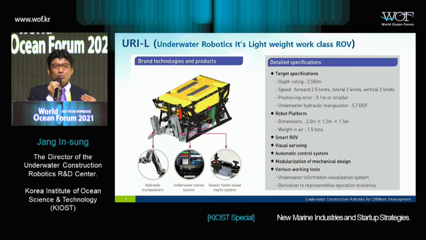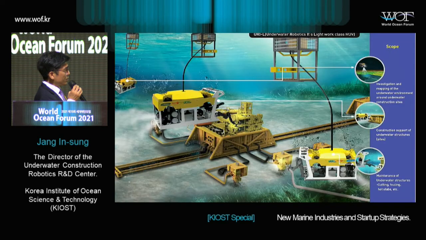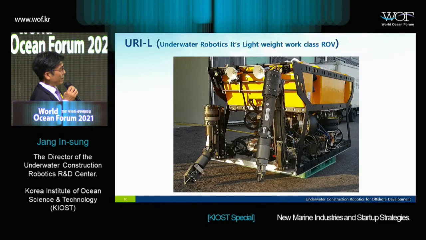So even though it's not a fully automated robot, it has semi-automated functions because underwater, GPS technology cannot be used. So without using GPS, this robot will be able to be semi-automated in terms of its operation. So as you can see, it can support the installation of marine structures like this.